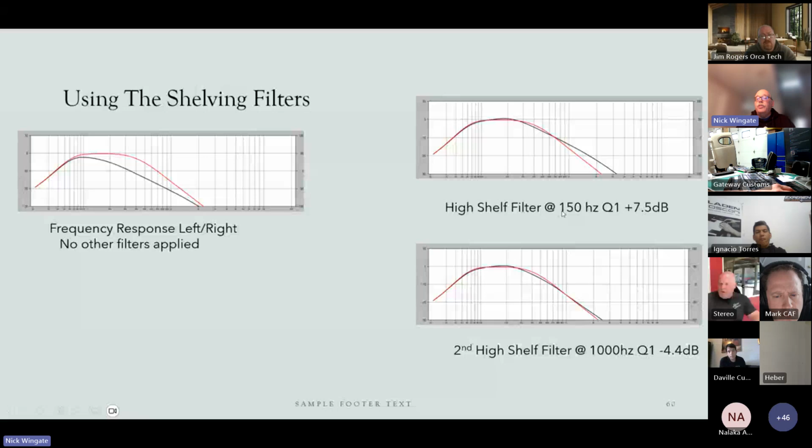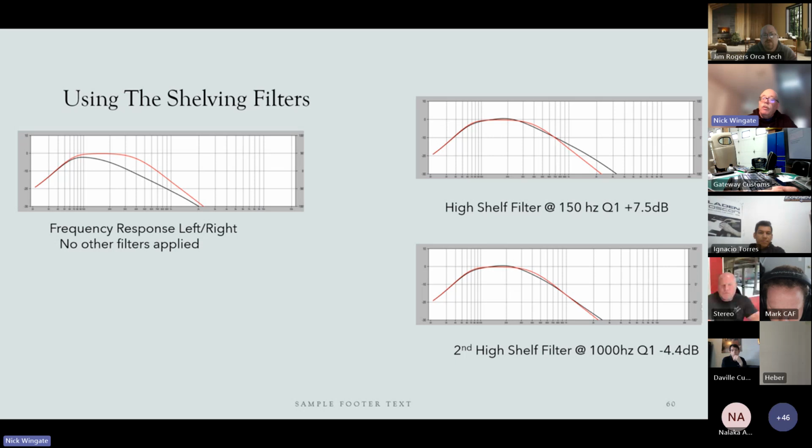I added a high shelf filter at 150 hertz, and there's that Q factor again. I raised it plus 7 dB, which is right here. So I raised it, and you can see all the energy it added. And then I wanted this black line to match this one. So at 1,000 hertz, I turned it down 4.4 dB, and this is what I ended up with. And that's before any equalization. That's before anything else takes place in the car.